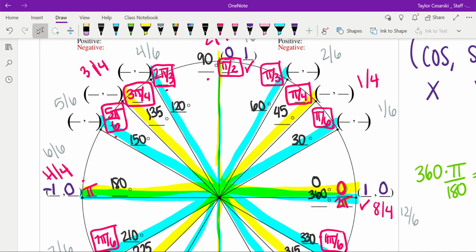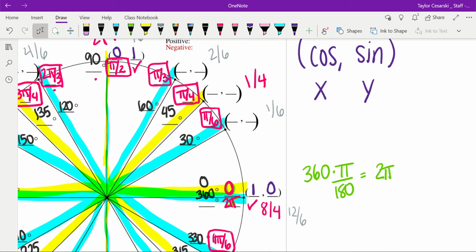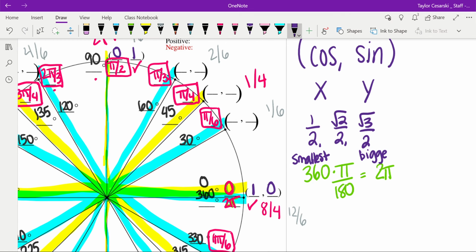Alright, so now how do we fill in all these other angles? So here's how I say to remember it. There's only going to be 3 numbers that you will ever use: 1/2, square root of 2 over 2, and square root of 3 over 2. Okay, so we're going to list these. These are in order from the smallest to the biggest. And if you can remember that, then it's going to make your life a whole lot easier.